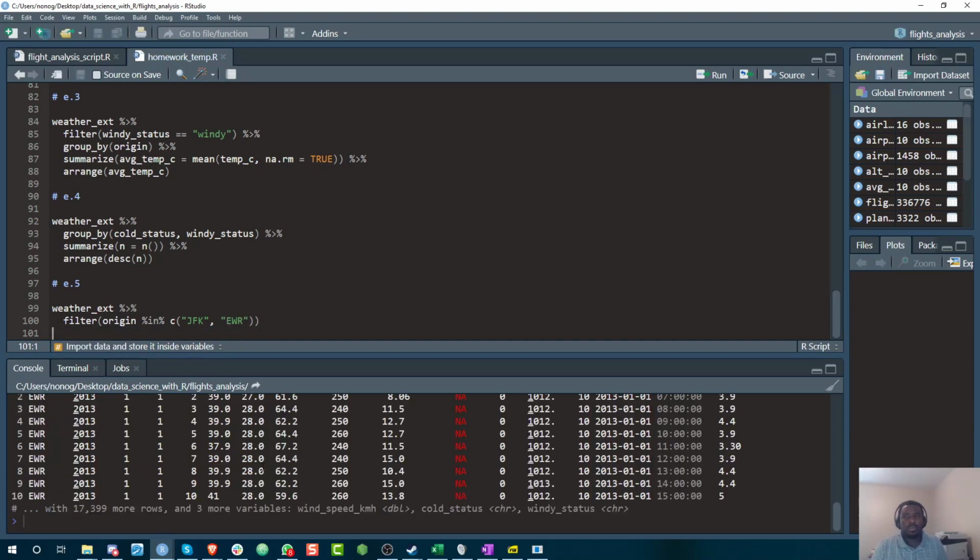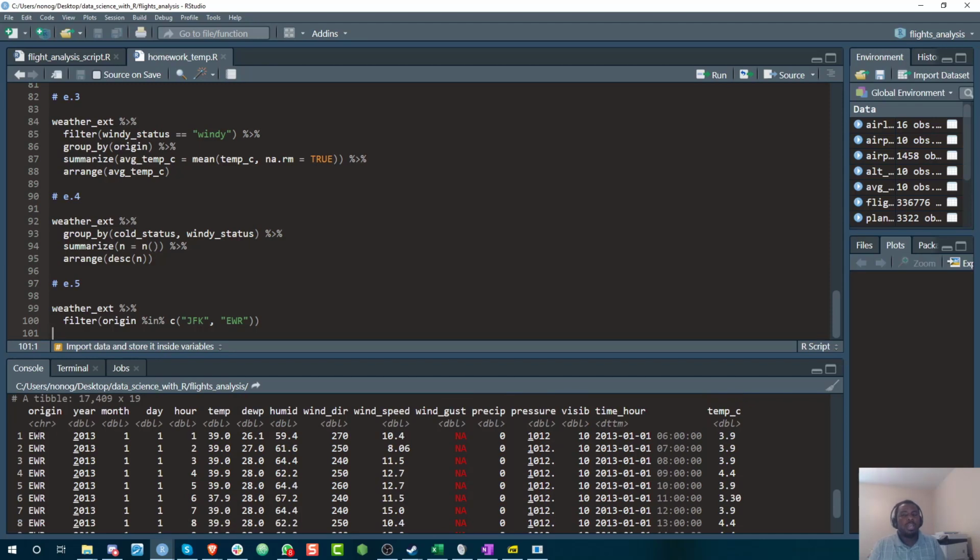So you can do this. Okay, so it's going to keep JFK or LaGuardia. Or you can do this. So I'm going to turn this into a comment. Or you can do this.